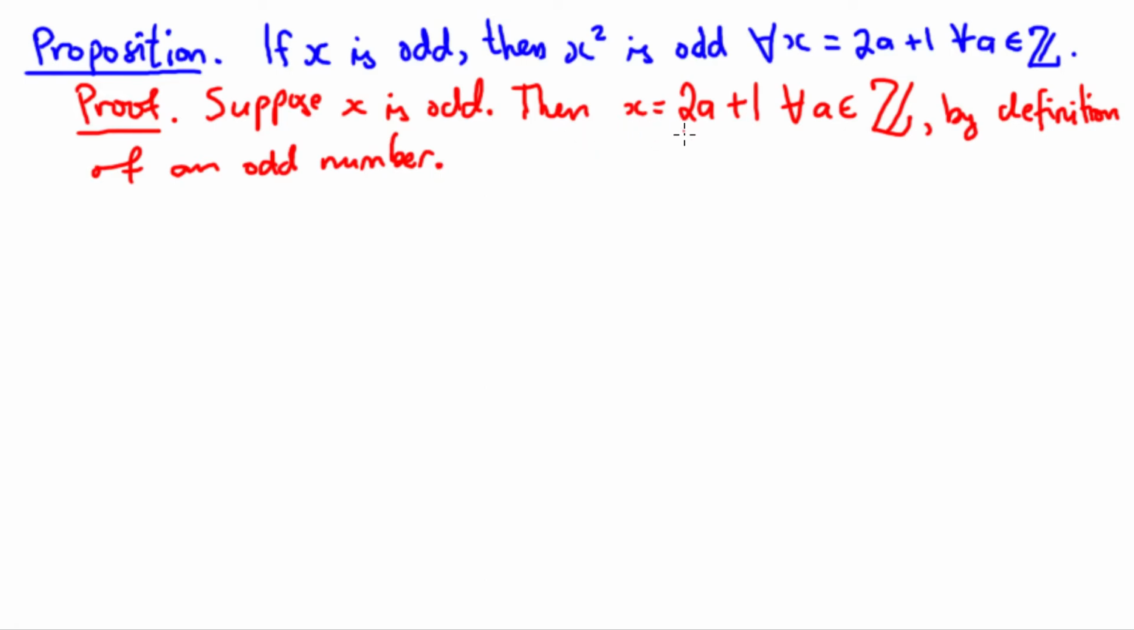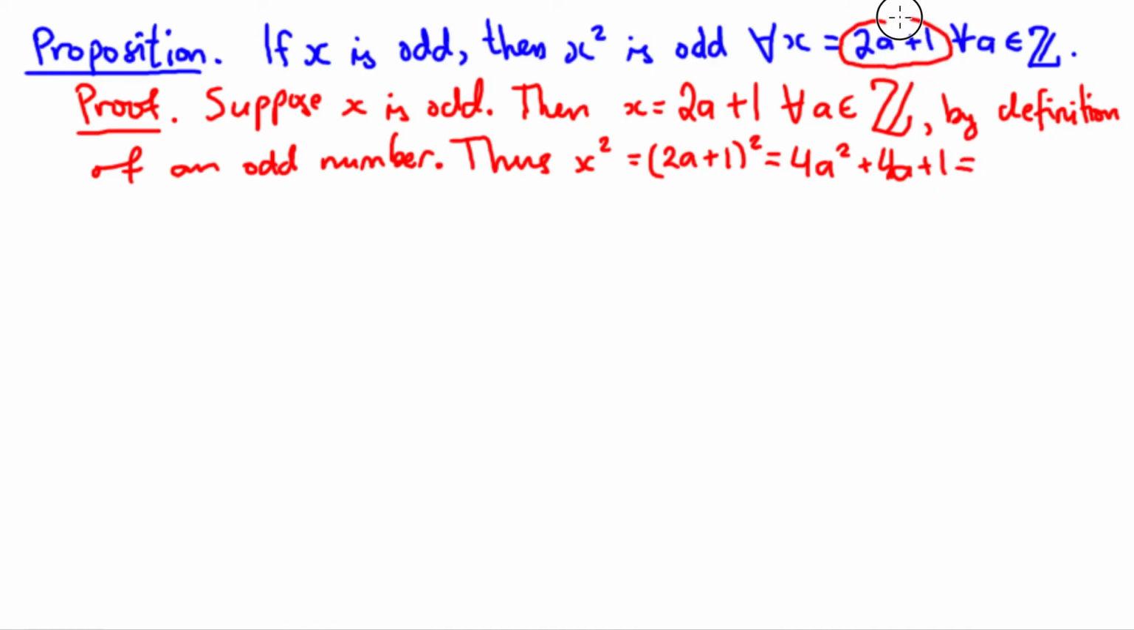Thus, if we have x equal to 2a plus 1, we want to show that x squared is also odd. So what we want to do is to square this. So x squared is equal to the quantity 2a plus 1 squared. By squaring a binomial, a pretty common standard operation in mathematics, we have 4a squared plus 4a plus 1. Okay, so what we can do with this is restructure the 4a squared plus 4a plus 1 into something in this form.